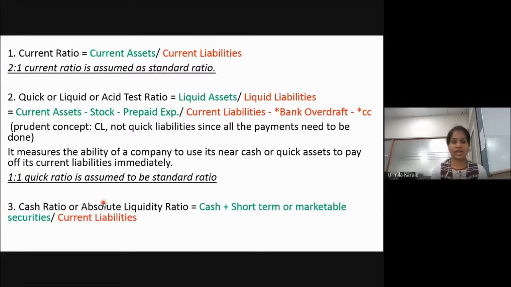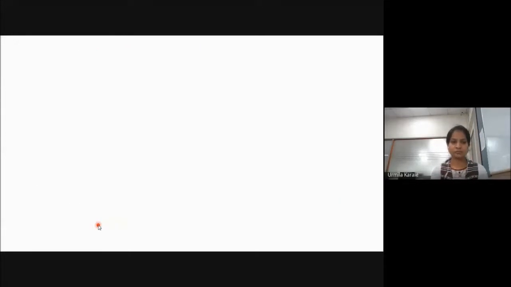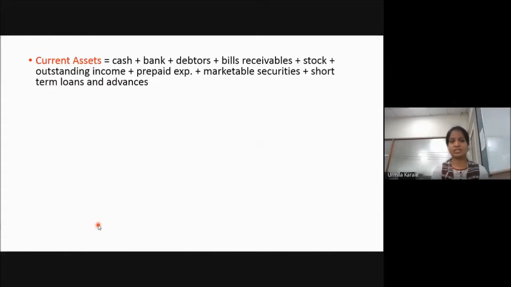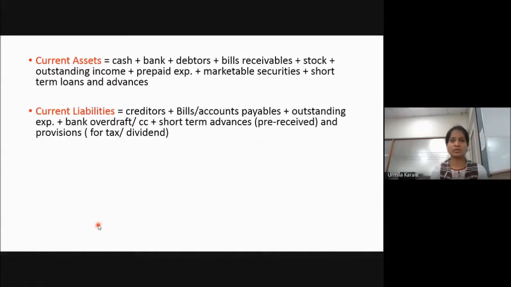Last is the cash or absolute liquidity ratio. So only cash and cash equivalents, that is short term investments and all, which can easily be converted into cash. So cash, bank balance, and short term marketable securities to current liabilities, total liabilities we are going to consider, right? This is what we have seen in current assets, what all components are there. I have listed them down. Same way in current liabilities, what all components come.